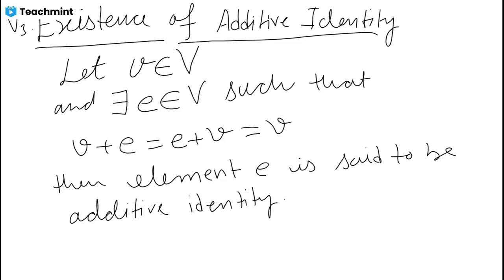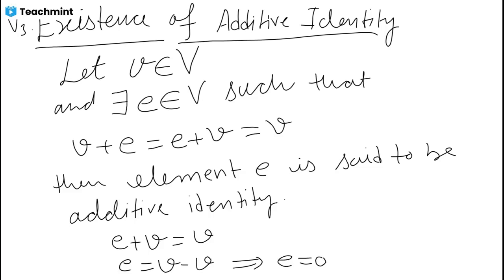Now let us find the value of E. Because we have v plus E is equal to E plus v, and that is equal to v. So let us take any two together. If we have E plus v is equal to v, then E is equal to v minus v, and that gives E is equal to 0. So 0 is the additive identity, because when we add 0 with any element, we get the same element. Got it? Yeah, got it.